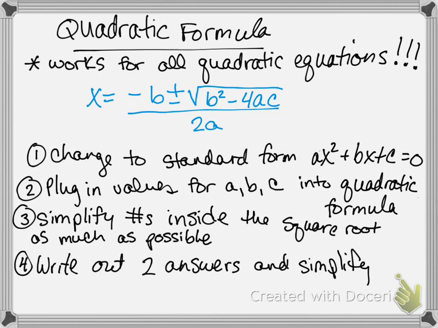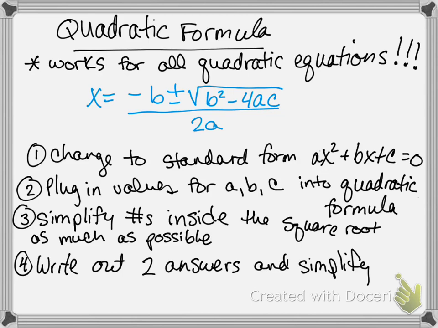Step 1, change it to standard form. Step 2, plug in the values for a, b, and c. Step 3, you are going to simplify the numbers that are inside the square root as much as possible. Step 4, write out the two answers and simplify if necessary.